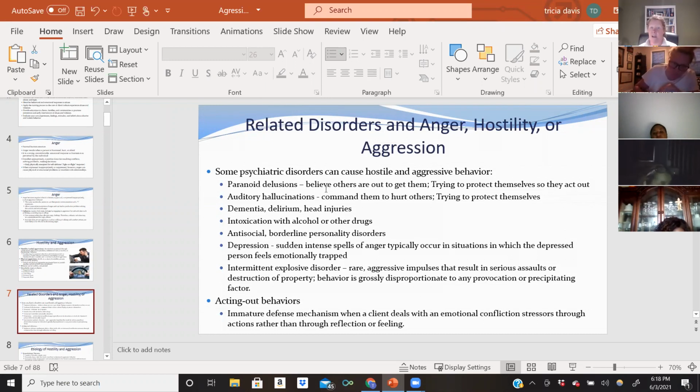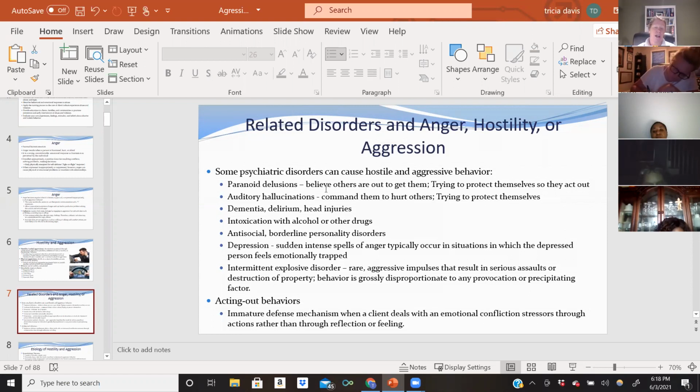So they act out. Patients that hear auditory hallucinations, they hear voices telling them to hurt themselves, hurt others. So as a defense mechanism, they sometimes become hostile and they participate in aggressive behavior, again, because they're trying to protect themselves.